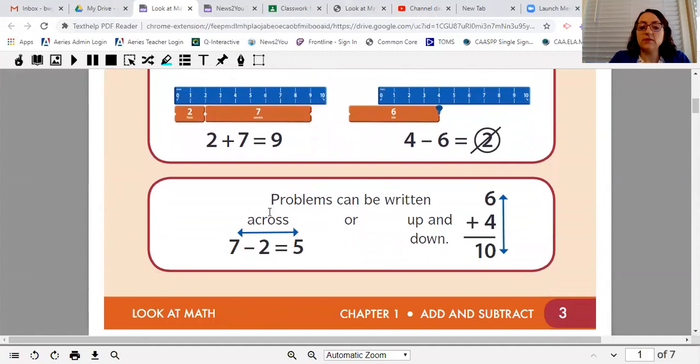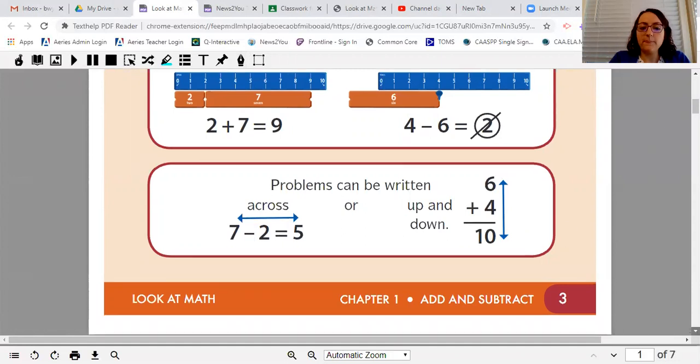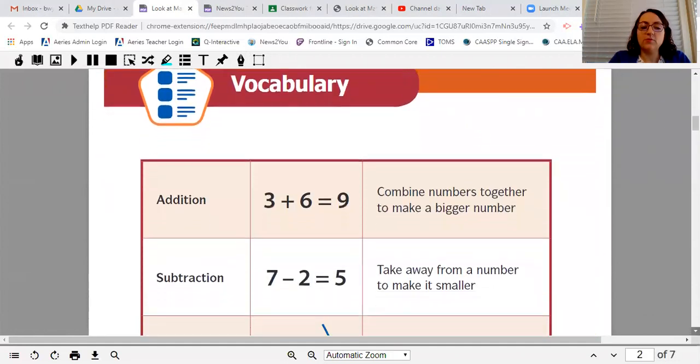So problems can be written either across like this as 7 minus 2 plus 5, or you can have it up and down as 6 plus 4 equals 10. So we have a couple more vocab words.